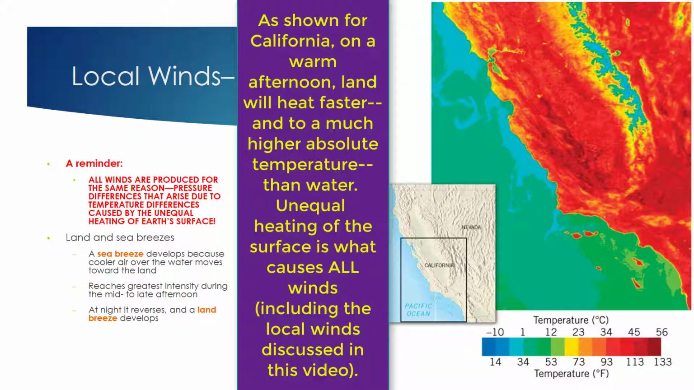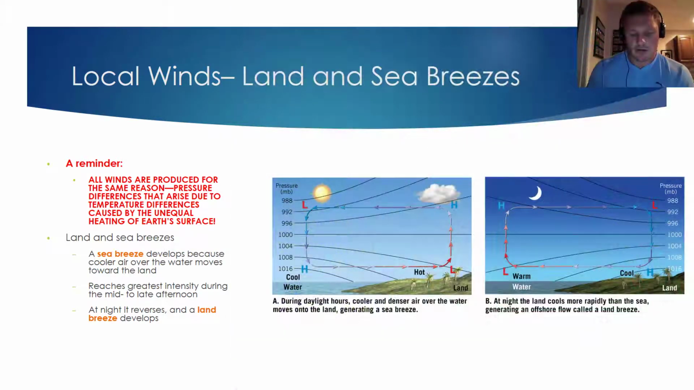The central concept in all 4 of these local winds that we're going to talk about today is land's ability to heat rapidly and to cool rapidly. Now, local winds are small-scale winds produced locally by pressure gradients. The first 2 I'd like to overview are land and sea breezes.